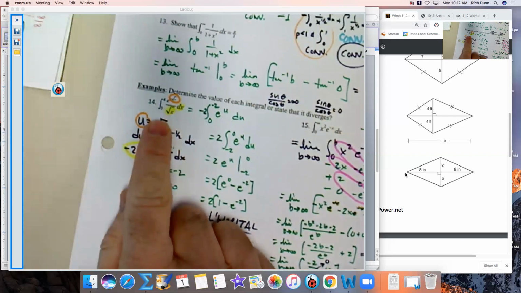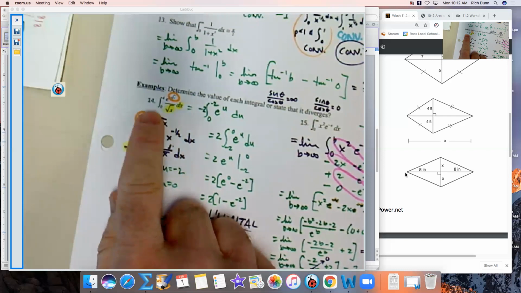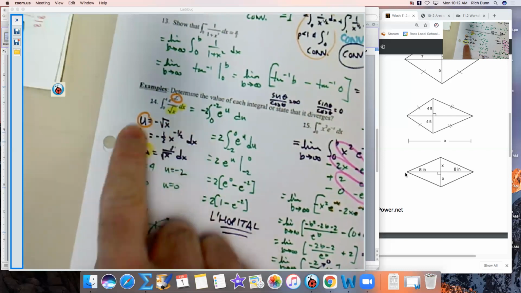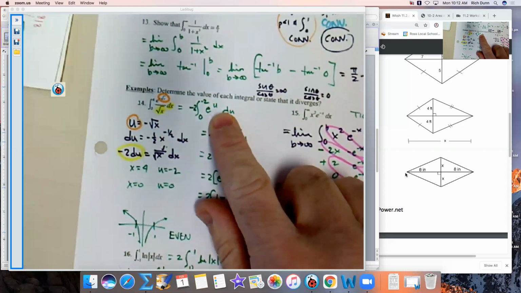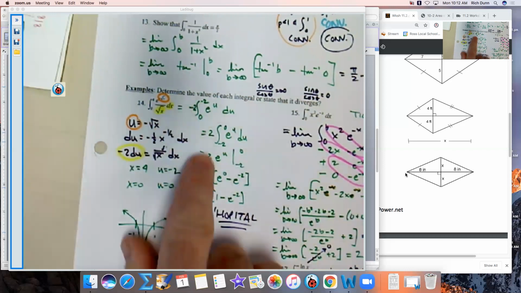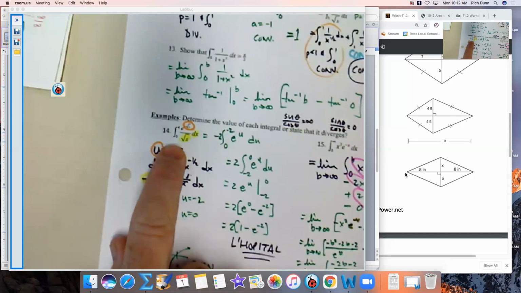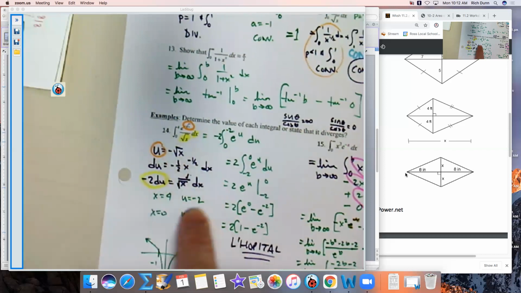This one was improper from the start, and I probably should have written a limit on there, but when I did my u substitution, that took care of itself, and I didn't have to worry about the limit on that one. I probably should have rewritten this as a limit as a goes to 0, because we do have a 0 down there in the denominator, but that was easily fixed when we did our u substitution.